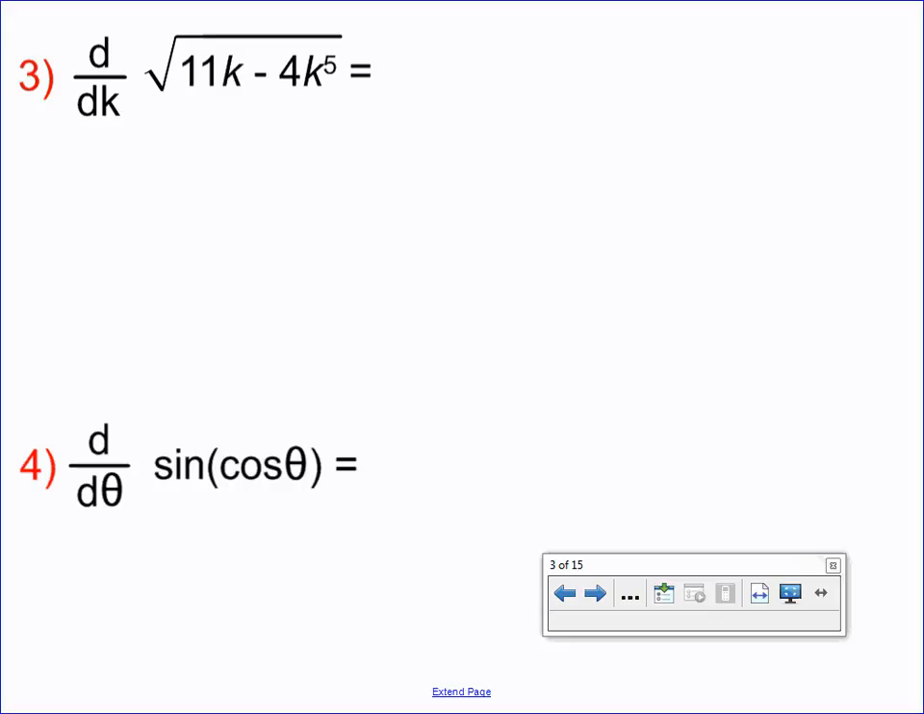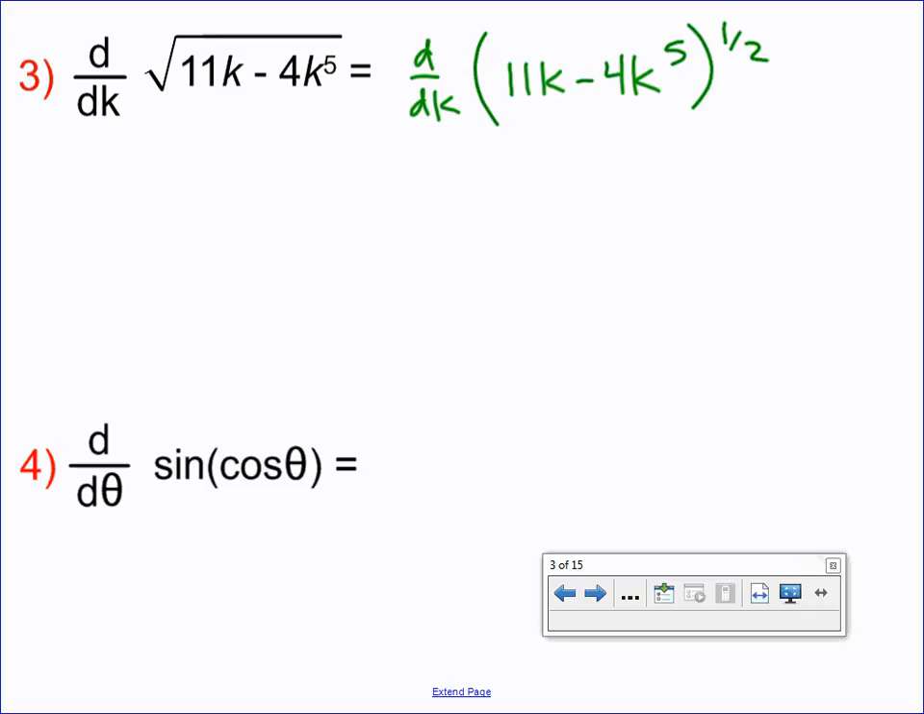So before differentiating, I would keep my derivative with respect to k. I'm not differentiating here. I'm just going to rewrite that radical function with exponents, my exponent rule. So this would be 11k minus 4k to the 5th. And a radical, a square root, is synonymous with what exponent? Brandon? 1/2. Absolutely. So thank you. By writing this as a power function, I can now use my power rule.